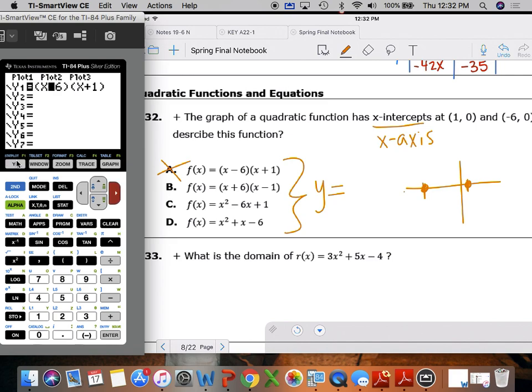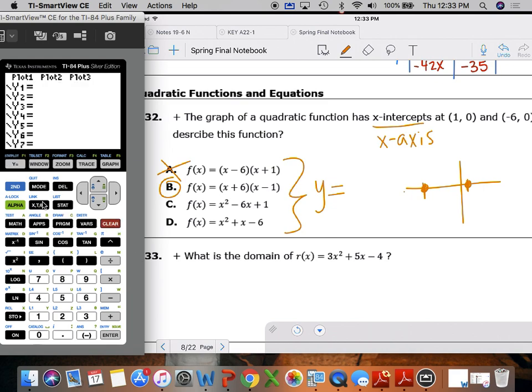B is just the opposite signs. So I have a positive 6 and a negative 1, or a minus 1. When I click graph, I can see that this crosses at a negative 6 and a positive 1. So that's most likely my answer.